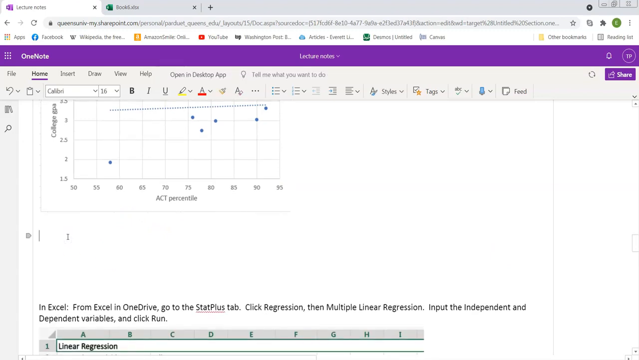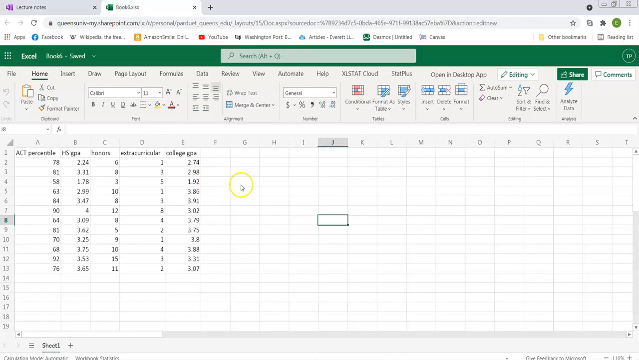So let's talk about how to do this in Excel. And this is in OneDrive Excel.